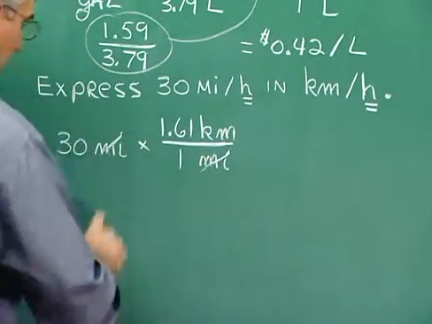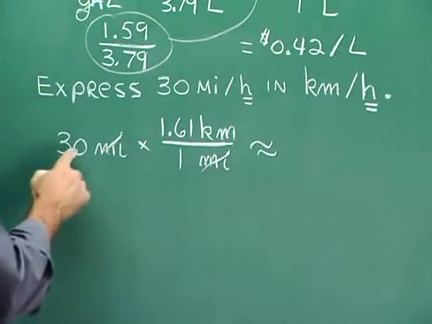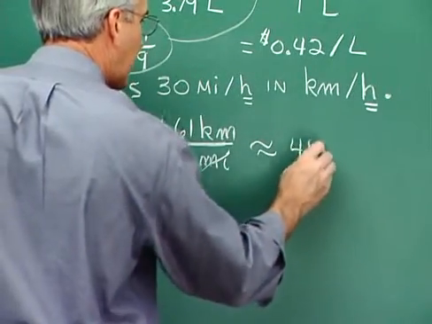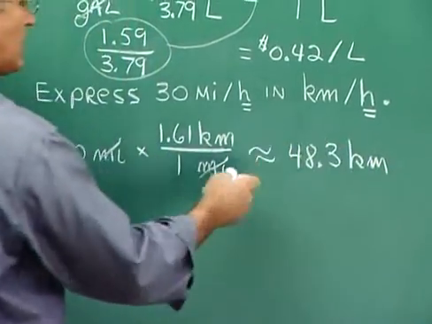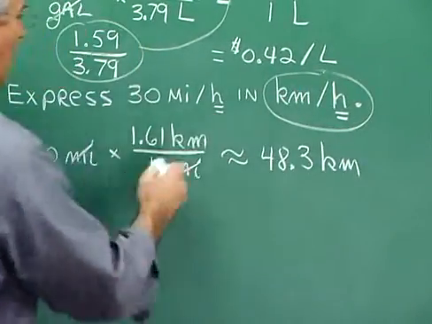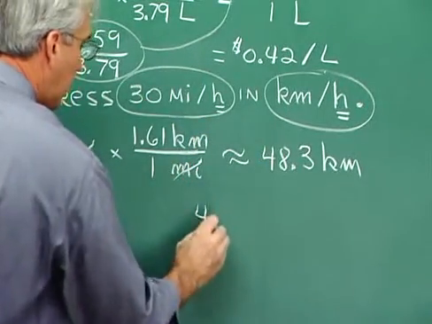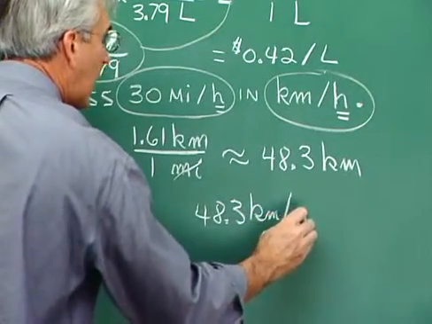These cancel, and I multiply straight across. And this is fairly straightforward. 30 times 1.61 is 48.3. And it's kilometers. So now when I change into kilometers per hour, 30 miles per hour corresponds with 48.3 kilometers per hour.